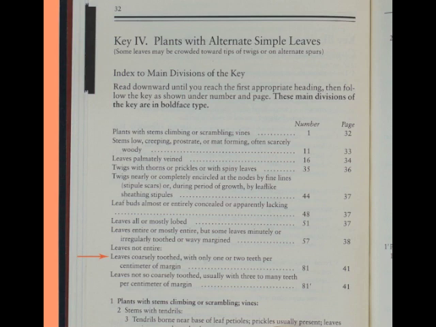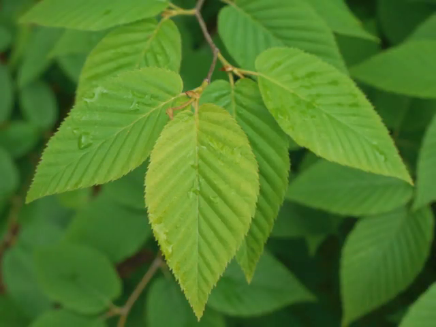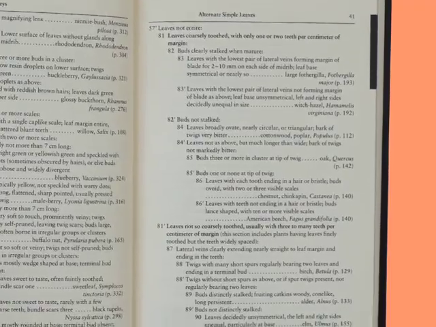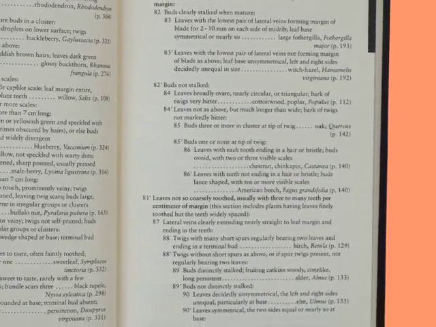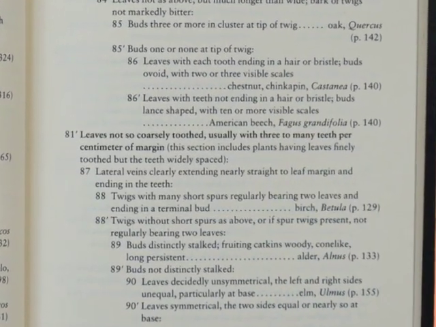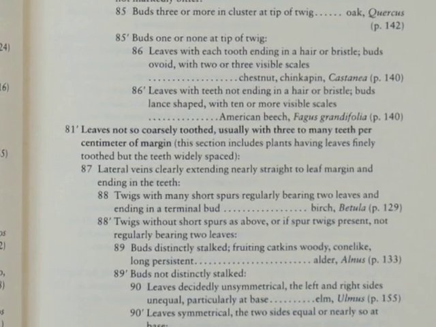Leaves coarsely toothed with only 1 or 2 teeth per centimeter of margin? Maybe. Leaves not so coarsely toothed, usually with 3 to many teeth per centimeter of margin. Yes, this seems to be more accurately defining the leaves than any other description. So now that we have picked the main division, we are directed to key number 81 prime, which is on page 41. The first dichotomous key underneath 81 prime is number 87 and 87 prime.